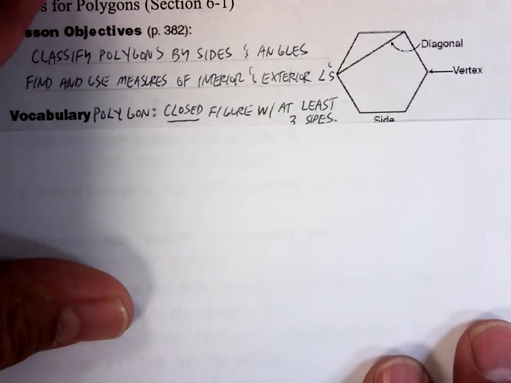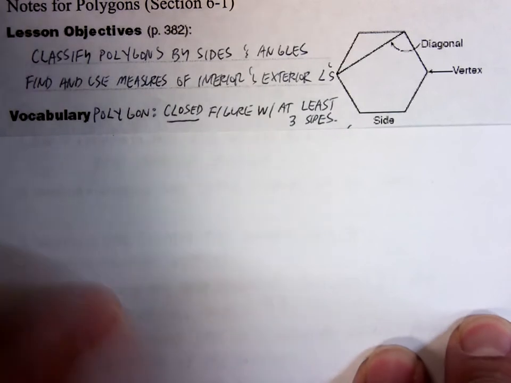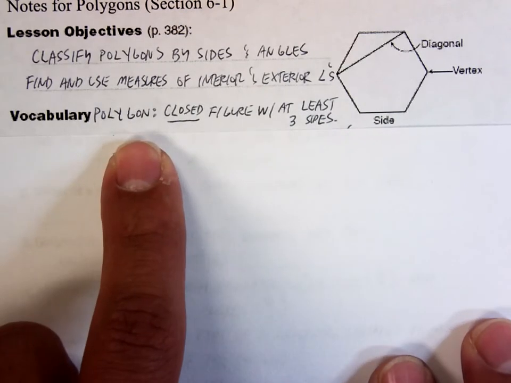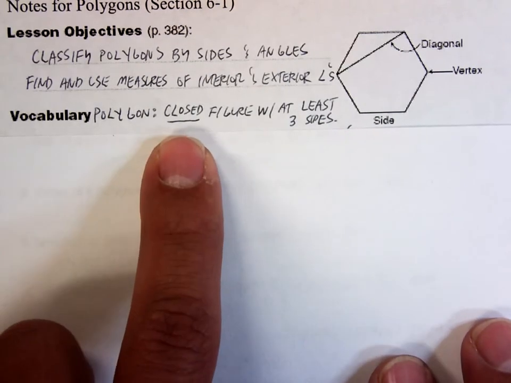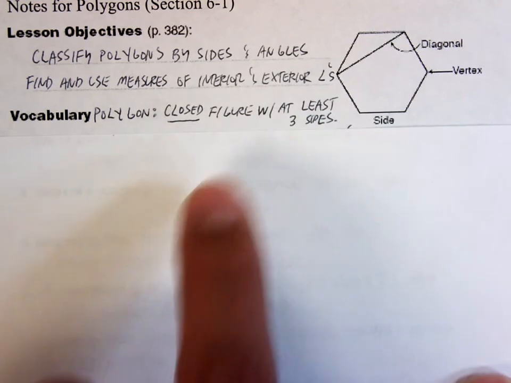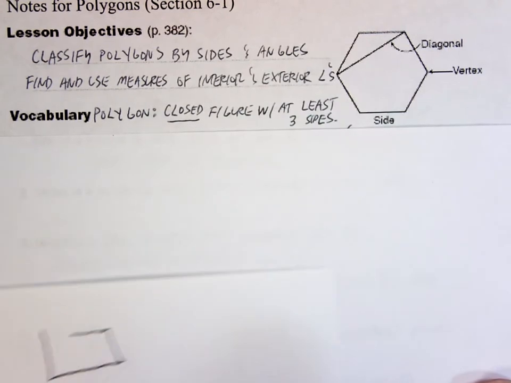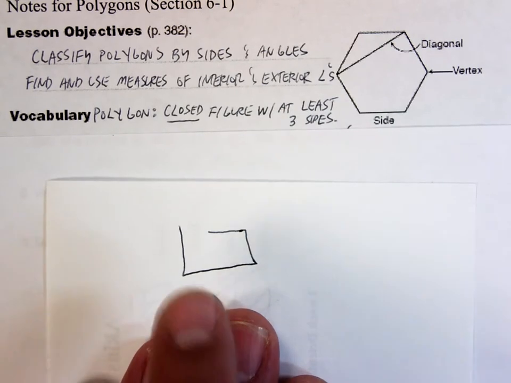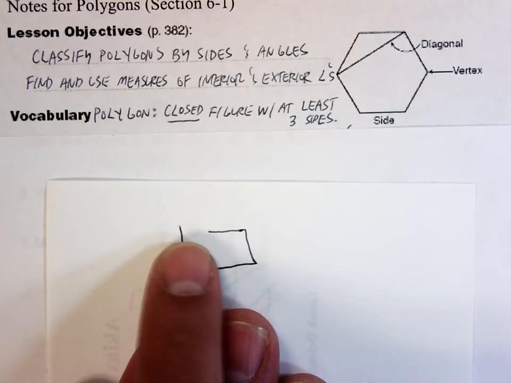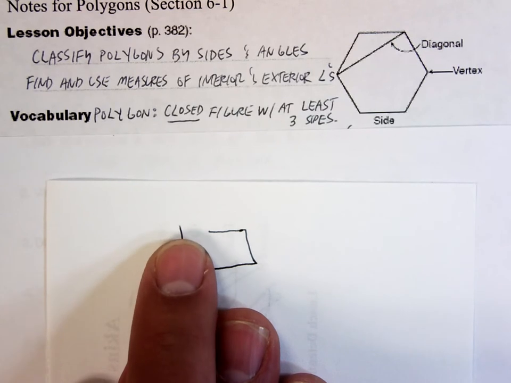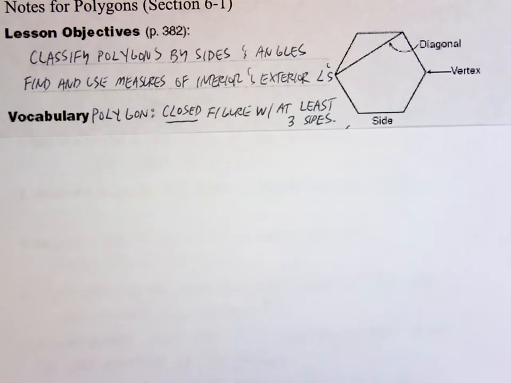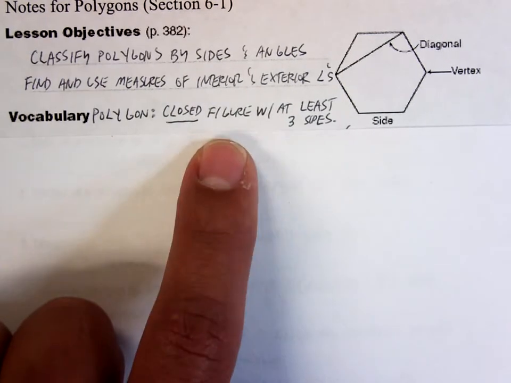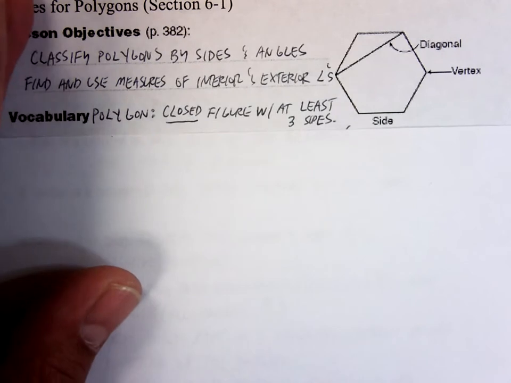First vocab, they did not give us a spot for, so I snuck it in here. Polygon. It is a closed figure with at least 3 sides. What does it mean to be closed? I have a little picture right here. Notice the little picture that I just drew. This is not closed. It does not close up. There's a little hole right here. There's a little space. That is not a polygon. It must close. Closed polygon, closed figure with at least 3 sides.